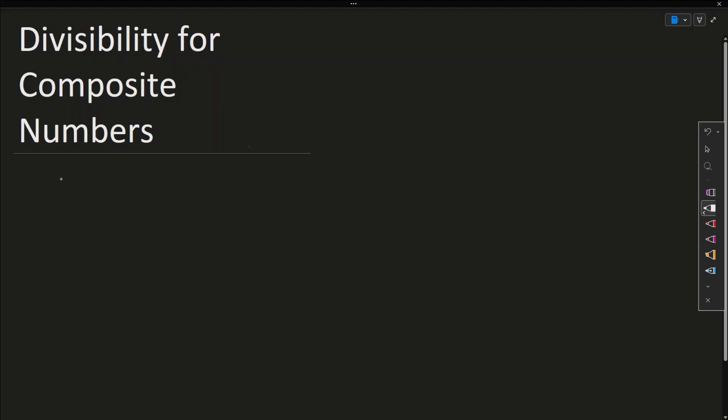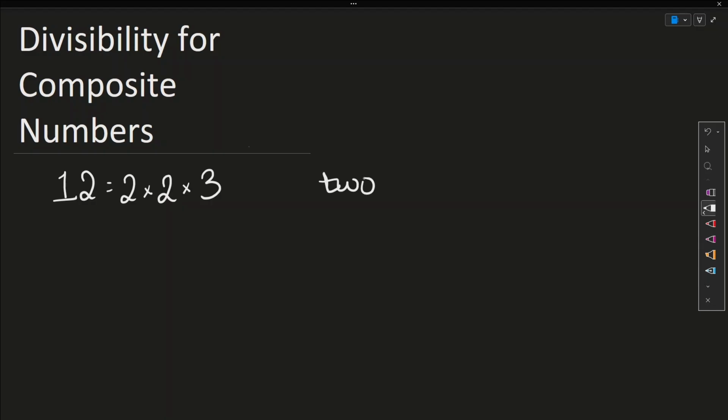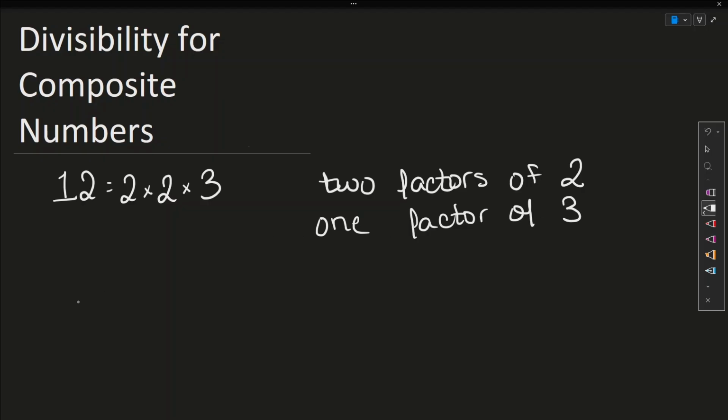Let's use prime factorizations. 12 is 2 times 2 times 3. So for a number to be divisible by 12, it has to have 2 factors of 2 and 1 factor of 3. And now let's look at 18. 18 is 2 times 3 times 3. It only has 1 factor of 2, not 2. So it's not divisible by 12.